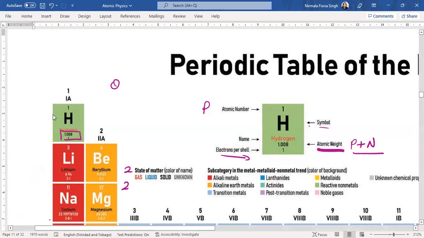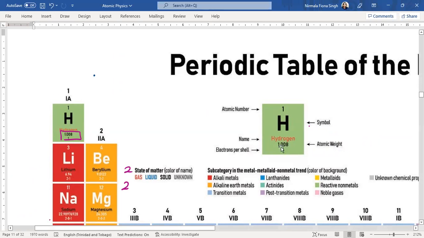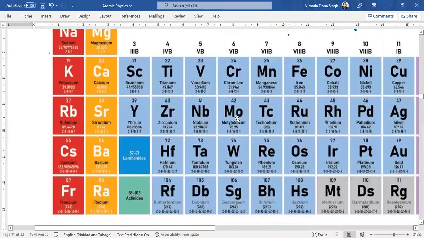So we can look at this and see the numbers involved in our atom and in our element. Here I have it broken down into solid, liquid, gas, unknown. There are some things that we don't know. Alkali metals, alkaline earth metals, transition metals, lanthanides, actinides. These are the different types of elements that exist. It's broken down into a whole bunch.